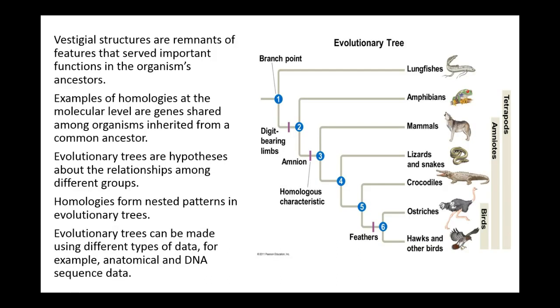There are also vestigial structures that are supportive of Darwin's theories, and these can be traced down the family tree. These vestigial structures, which I guess we should define, are remnants of features that served important functions in the ancestors and no longer perform that function.